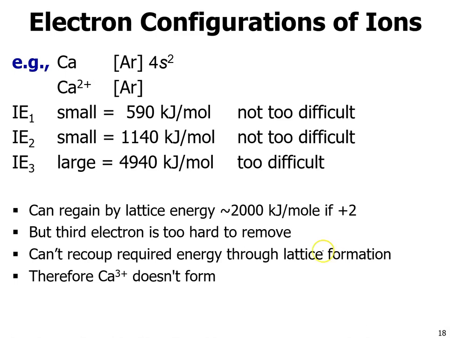We can regain about 2,000 kilojoules from the lattice energy if we're at a +2 element. That recovers this initial ionization energy, but it's not going to be able to be recovered with the ionization of the third one. So the third electron is too hard to remove. We're not going to recoup that energy through the lattice energy. So calcium, a +3 calcium, doesn't form.